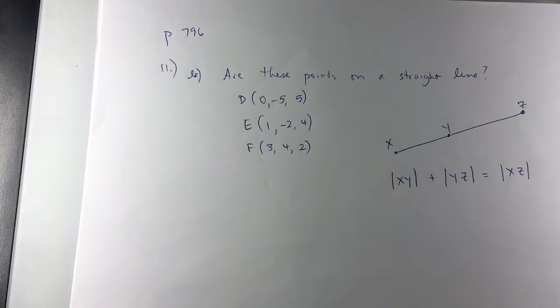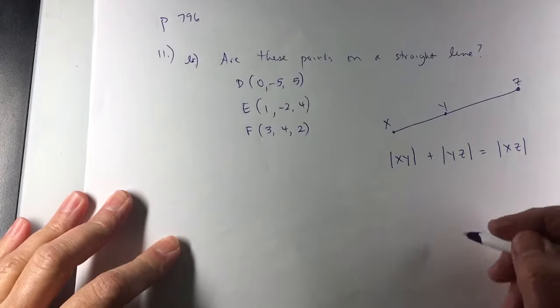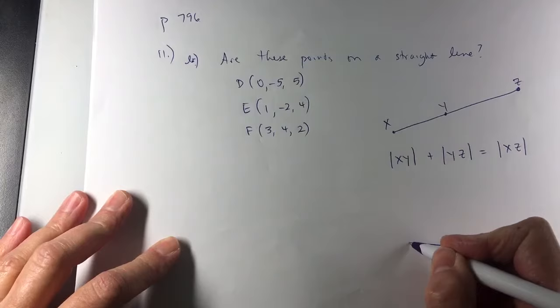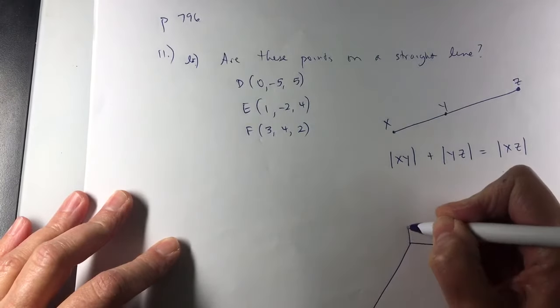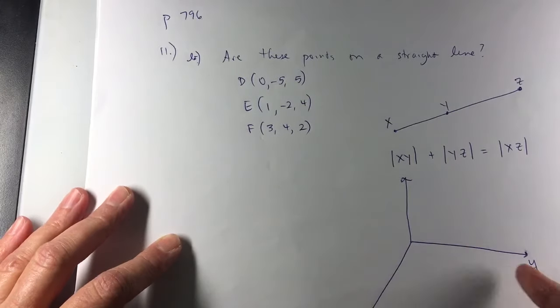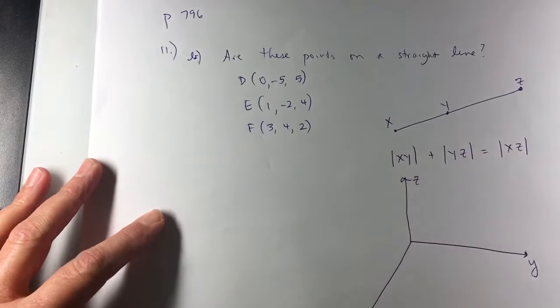To give me some insight as to what point might be in the middle, I'm going to go ahead and plot these points, which is probably not necessary for this problem, but that might help me see what distances I might need to find. So I'm going to draw my axes here, the way they have them labeled in the book: X coming out towards you, Y, and then Z.